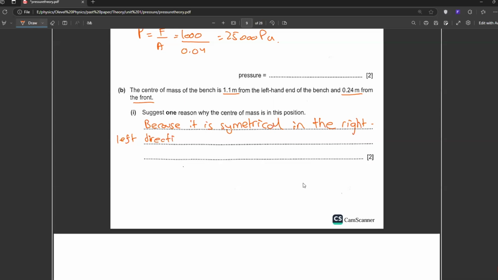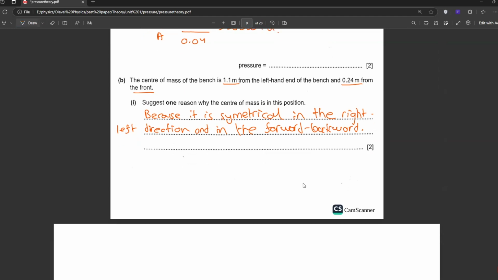And in the forward backward direction. Simple as that. The center of mass is at this position because it is symmetrical in the right left direction and it is symmetrical in the forward backward direction as well.